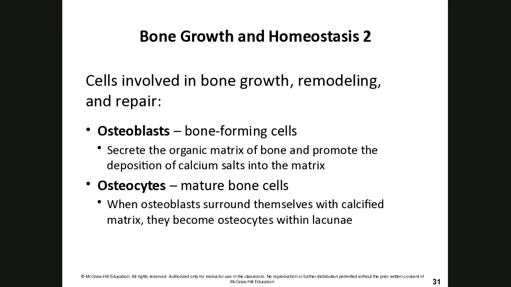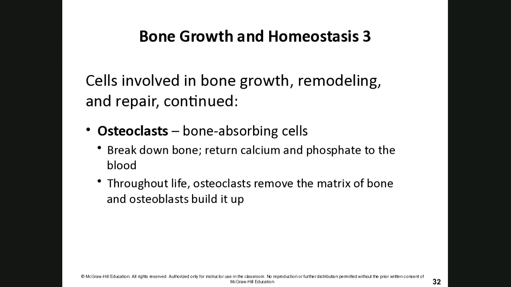Once that osteoblast is completely surrounded by these deposited calcium salts, the osteocyte becomes trapped in the lacunae, and it becomes a full-blown mature bone cell. Osteoclasts are what we consider bone absorbing cells, or a neat way to remember this is C for clast, C for crashing. So they're the bone crashing cells. They break down the bone and they return calcium phosphate to the blood.